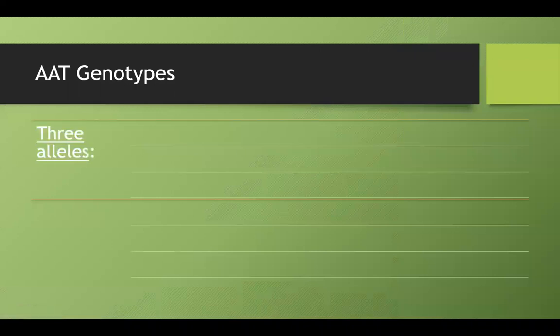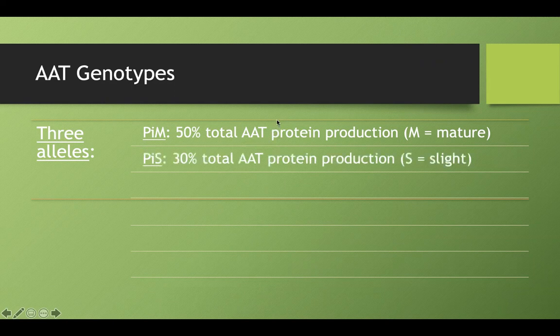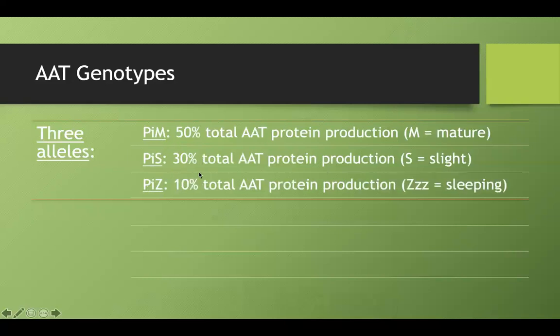So there are three alleles that you will have to know for Step 1 and Level 1. There is our normal allele, our PiM allele, where each PiM allele will contribute 50% to your total necessary alpha-1 antitrypsin production. You also have a PiS allele, which contributes 30%, and a PiZ allele, which only contributes 10%. And this Pi, just so you know, stands for protease inhibitor. Remember that alpha-1 antitrypsin is an antiprotease, which is the same thing as a protease inhibitor. So that's why it says Pi.